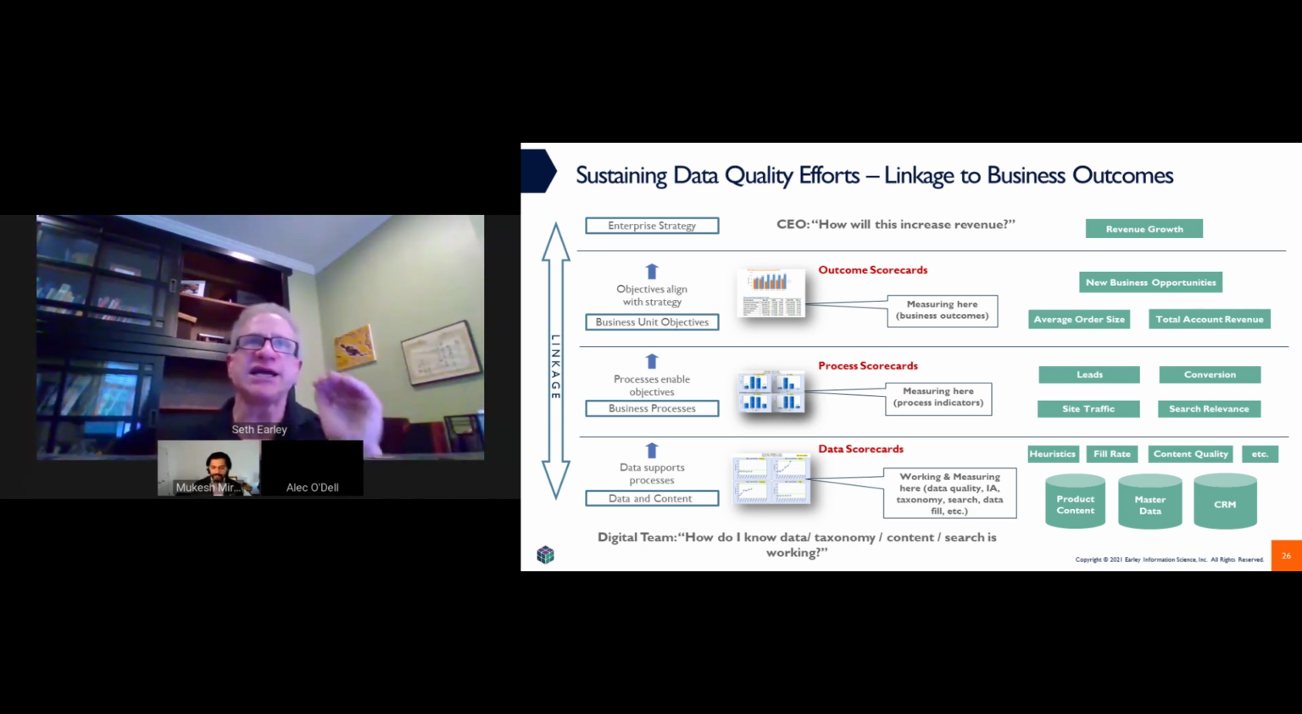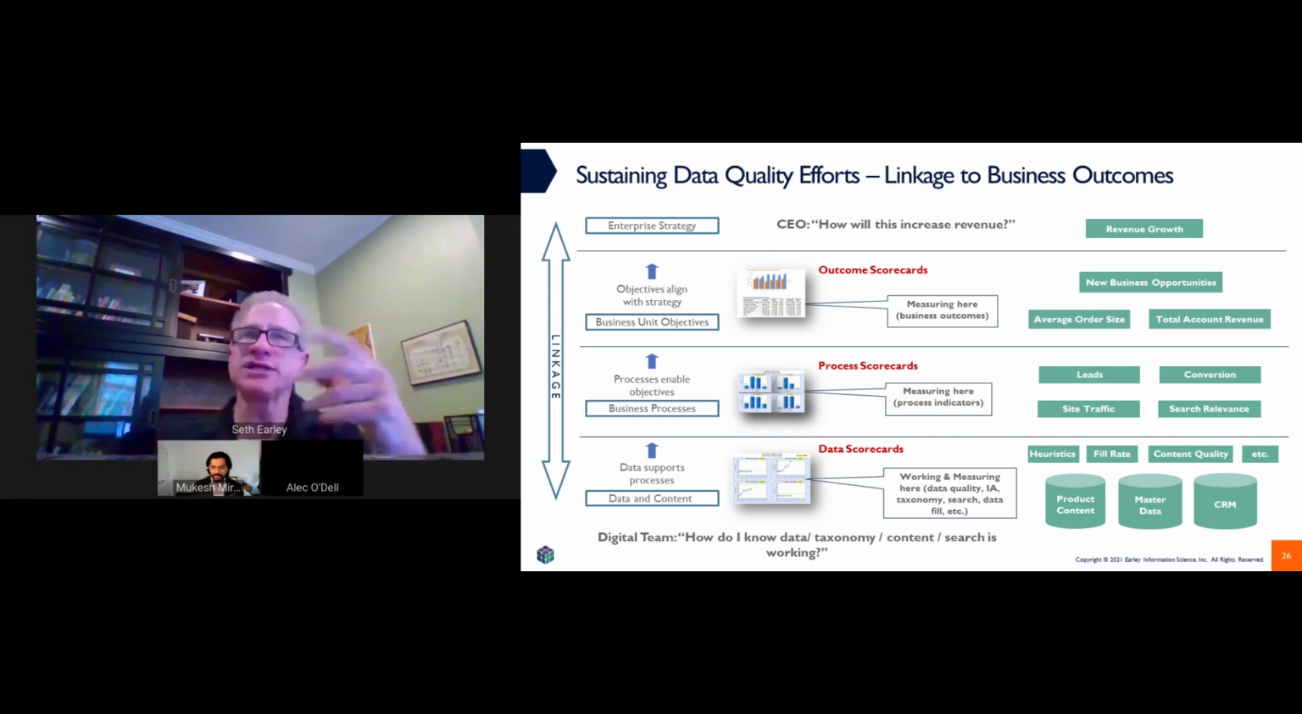But that data, that content supports a process. And that's where we want to start looking at process scores. We need baselines, and we need to know how we're going to move the needle on a particular process, because data supports the process. Process can then be correlated with a business outcome.